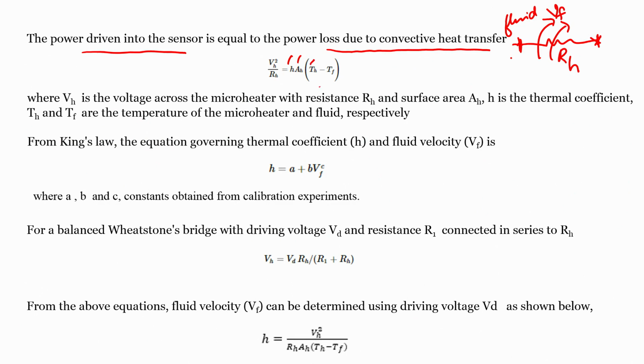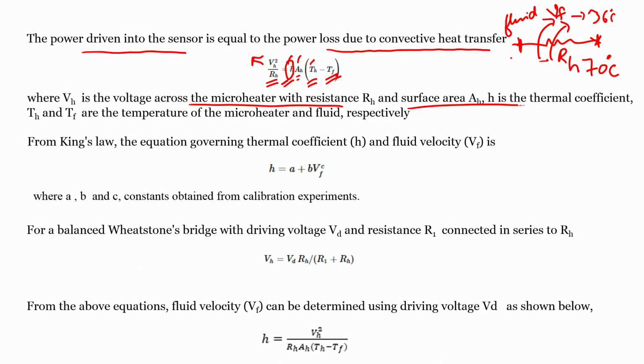TH is the temperature of the heater here, and this is the temperature of the fluid. In our case, I said we are driving this at 70 degrees Celsius, and assuming this is normal healthy breathing condition, the temperature would be around 36 or 37 degrees Celsius. So this is the fluid temperature, the heater temperature, the heat transfer coefficient here, and this is the cross section area. VH here is the voltage across the heater, and this is your RH.